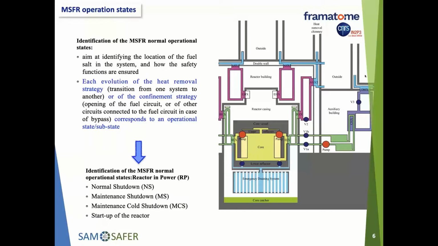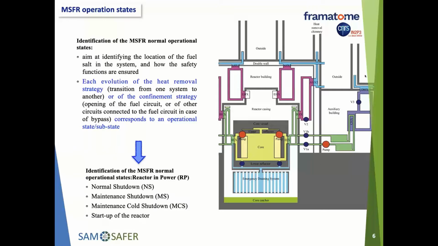Before defining operation procedure, we have to know what the operation states of the reactor are. To identify a normal operation state, the idea is to identify the location of the fuel salt in the circuit at each part of the reactor operation, and how the safety functions are ensured. Safety functions are reactivity control, heat evacuation, and confinement. And then we have to define one normal operational state each time for each evolution of the heat removal strategy, the transition of the salt from one place to another, and for each confinement strategy.